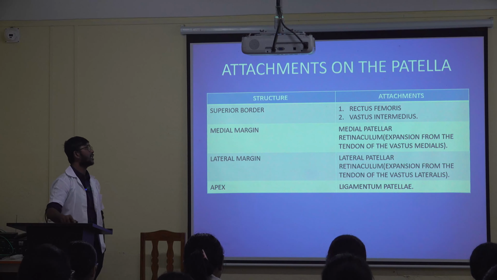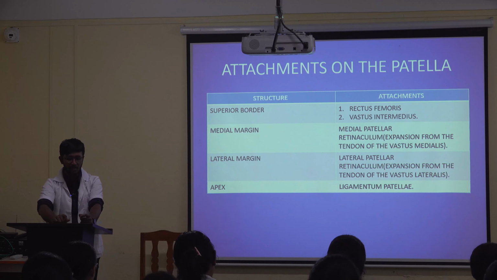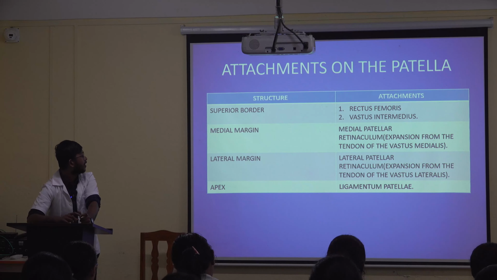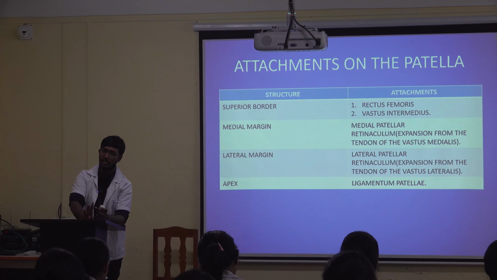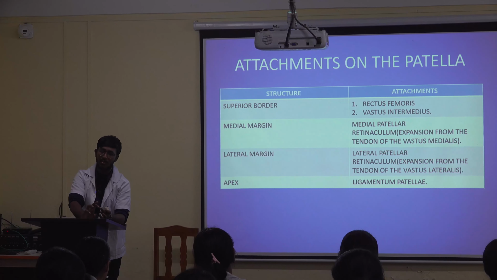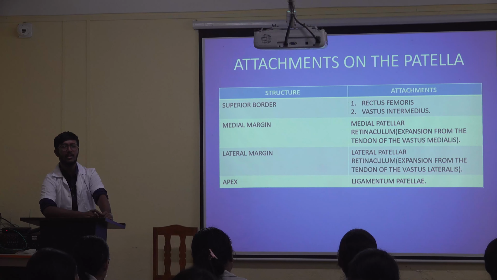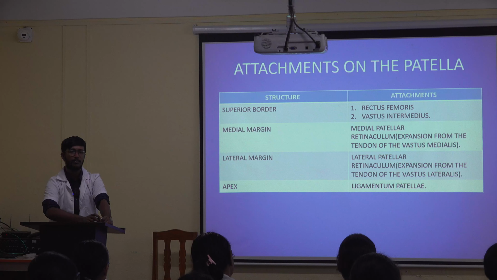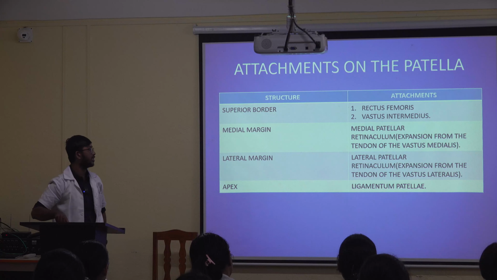So now coming to the attachments of the patella. Basically it has a superior border, medial margin, lateral margin and an apex. There are muscle insertions for two muscles. One is rectus femoris, another one is vastus intermedius. So how many vasti are there? Three. Vastus intermedius, and the other two are lateralis and medialis. So you will see in dissection also.